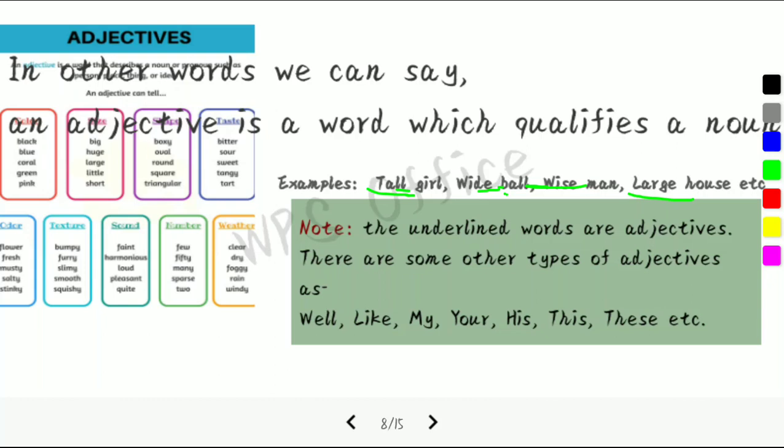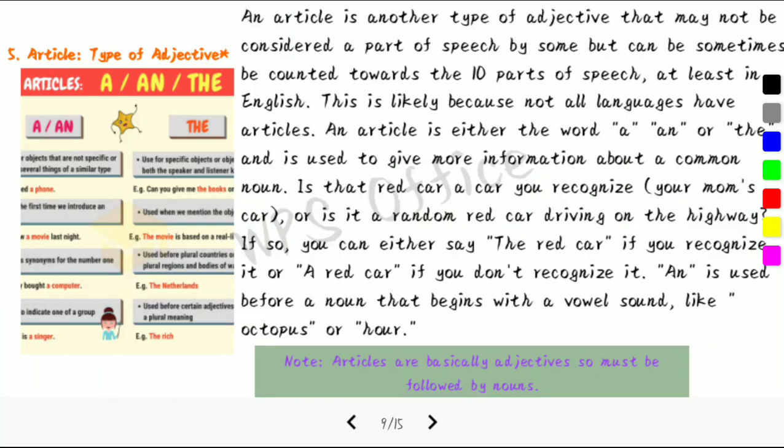There are some other types of adjectives as well, like my, your, his, this, these, etc. Okay, then comes article. The articles are also types of adjectives. There are three articles, a, an, and the. So you must be knowing when we use a and when we use an and when we use the.